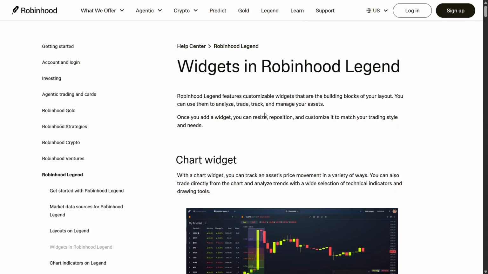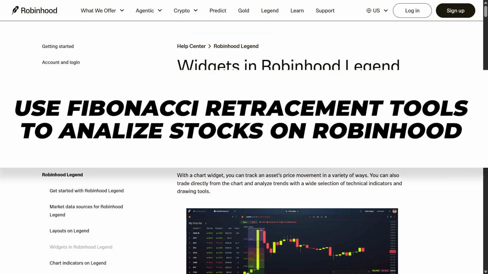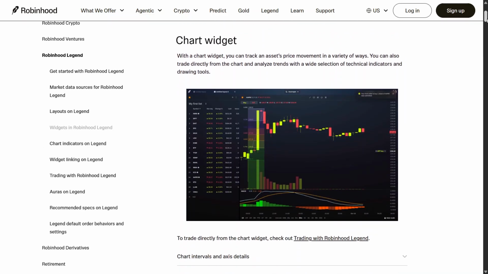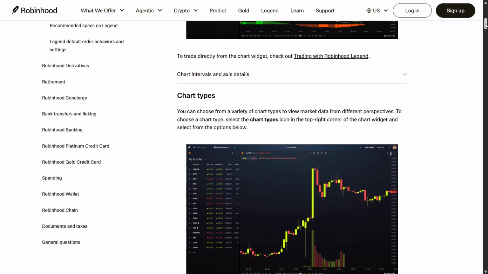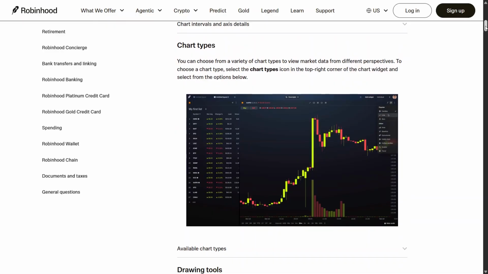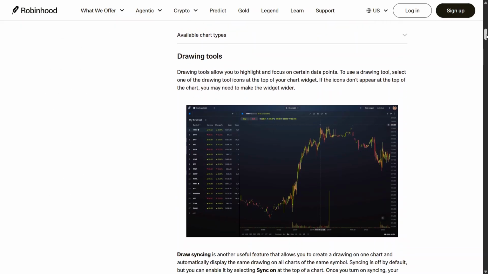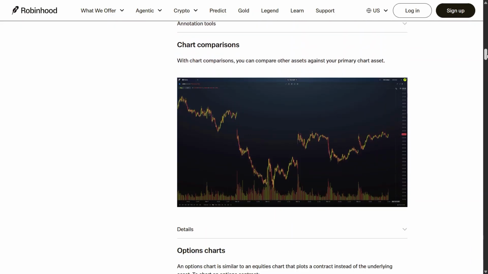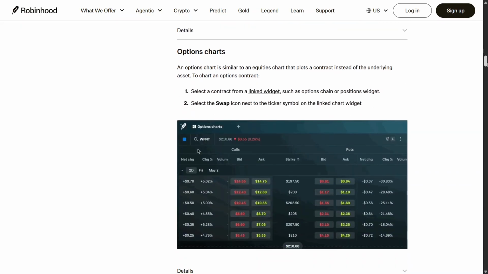Hi everyone, in this video, we will show you how to use Fibonacci retracement tools to analyze stocks on Robinhood. Fibonacci retracement is a popular technical analysis tool that helps traders identify potential support and resistance levels after a stock makes a strong move up or down. Many traders use these levels to plan possible entry points, profit targets, or stop-loss levels. Keep in mind that Fibonacci retracement is only a trading tool and should be used alongside other forms of analysis rather than by itself. Now let's get started.